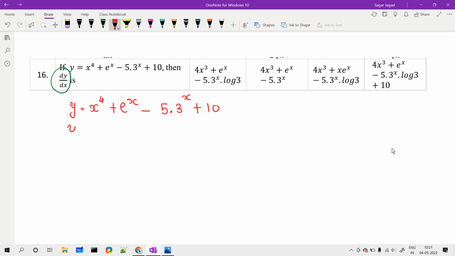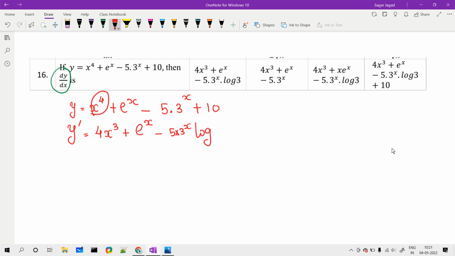If I want to find the derivative, which I denote by y dash, what is the derivative of x raised to 4? It is 4x cube. What is the derivative of e raised to x? It is itself, e raised to x. What is the derivative of a raised to x? It is a raised to x log a. So here it is not 5.3, I think it is 5 into 3 raised to x.